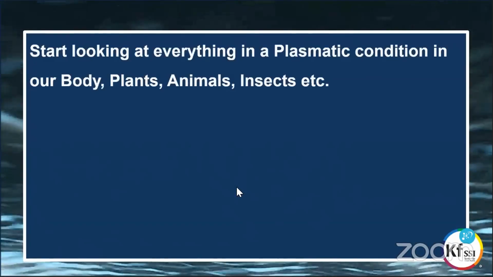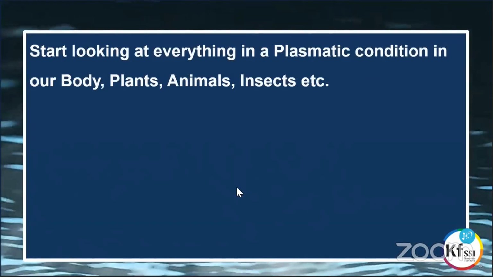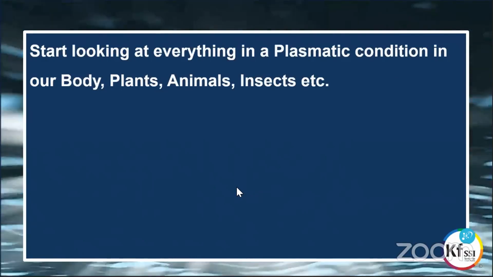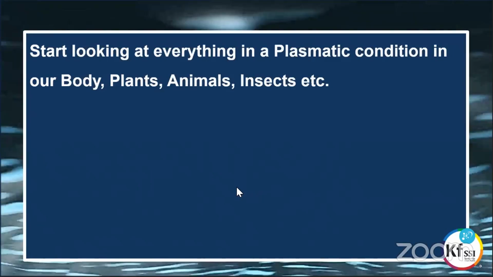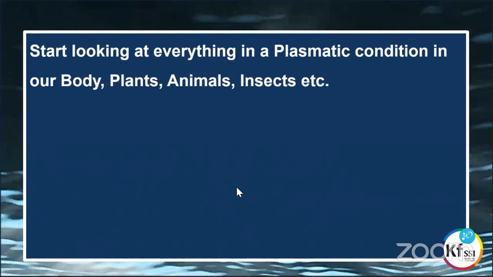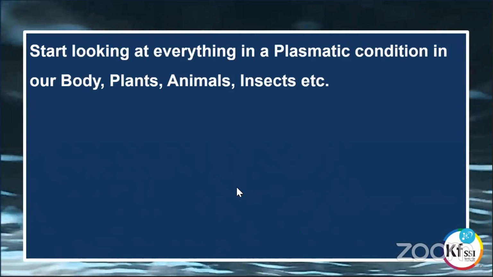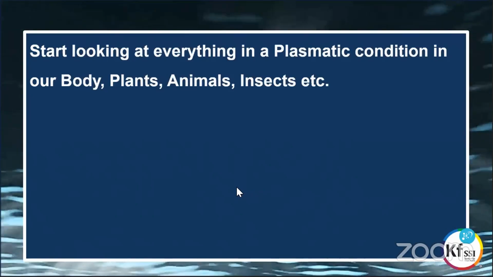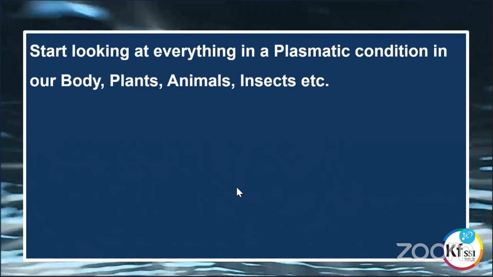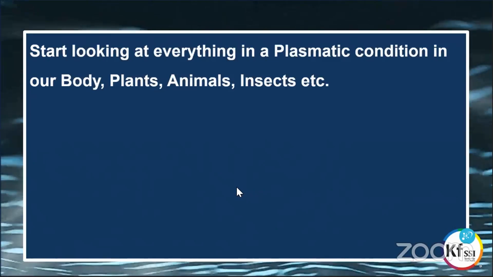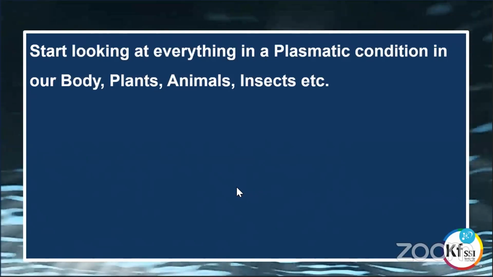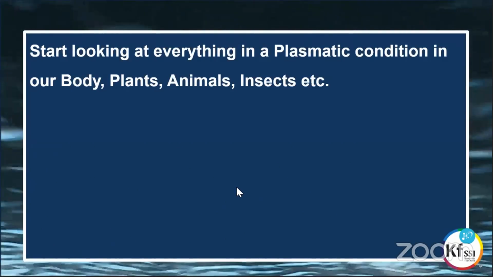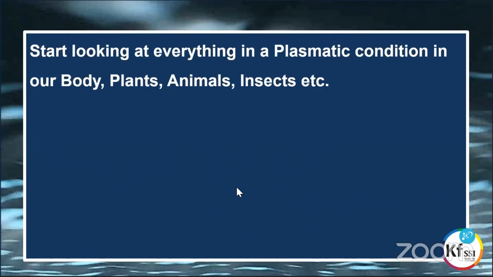So what we have to do is, I just thought I'd bring that in today as a little bit of a taster, because we have to start looking at everything in a plasmatic condition, in the body, the plants, the animals, and insects. Not anymore in a physical state, as we've been taught as chemistry, as single bonds, double bonds. It all comes down to plasmatic conditions where we have the interaction of fields between the different plasmas.